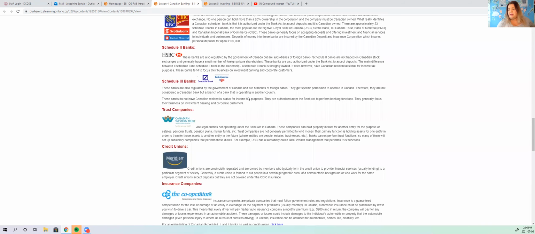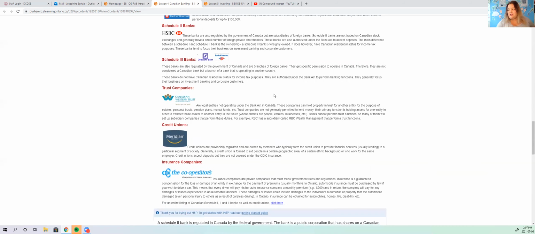Okay, Schedule 3 banks. These banks are also regulated by the government of Canada and are branches of foreign banks. Again, they get specific permission to operate in Canada. A big example of this is Bank of America. You can tell right by the name, Bank of America, probably not Canadian, right? Trust companies are legal entities not operating under the Bank of Canada. These companies can hold property in trust for another entity for the purpose of estates, personal trusts, pension plans, mutual funds, etc. And sometimes you hear this in a movie or a show, it'll be like, he has a trust fund for when he turns 18. This kind of idea, okay?